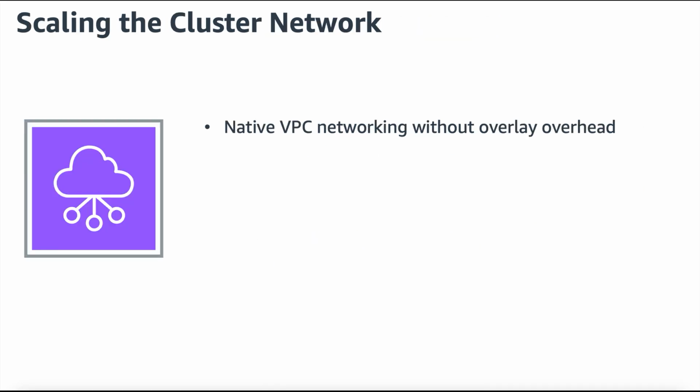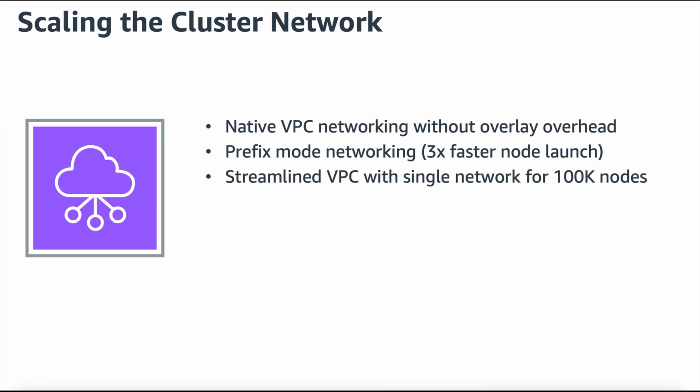Amazon EKS supports native VPC networking for Kubernetes pods, avoiding overlay network overhead while enabling deep integrations with AWS networking services. Scaling networking to support 100,000 nodes required significant enhancements to address both capacity and performance requirements. The first major change is moving from individual IP assignments to warm IP prefixes.